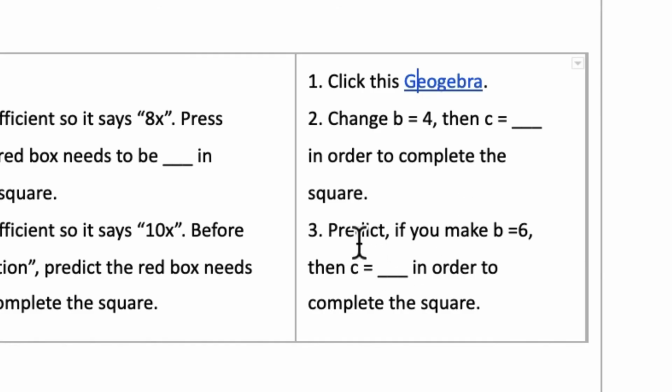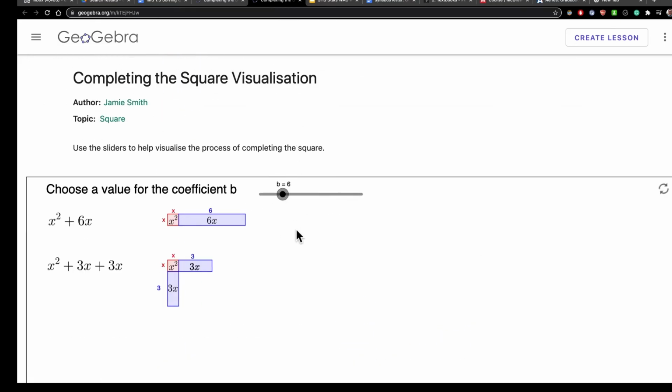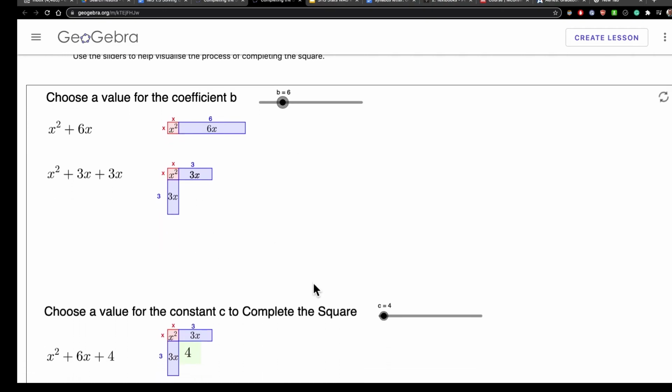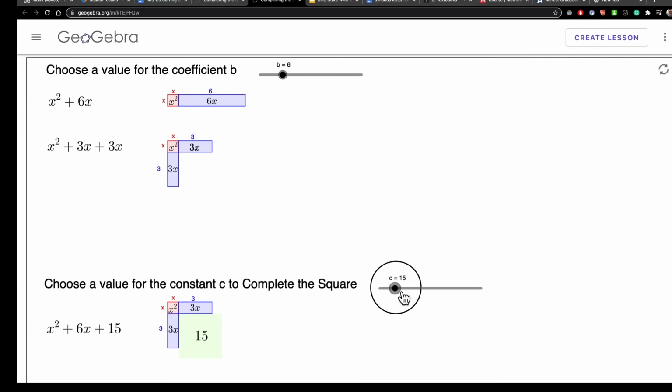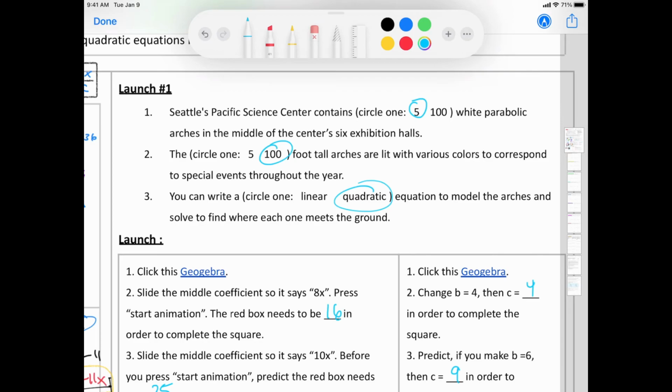Okay, predict, meaning you can put in 6 for the visual and then see what you need. Let's put in b equals 6, so here's my b value. If you notice that it's always doing evens, what do you think goes there? And then you can just use this visual. The number 17 is too big. That number is 9, because if you factor this, you'll get x plus 3, x plus 3. Oh, look at that, guys. That is our Xbox method. All right, here are our answers for launch number 1.